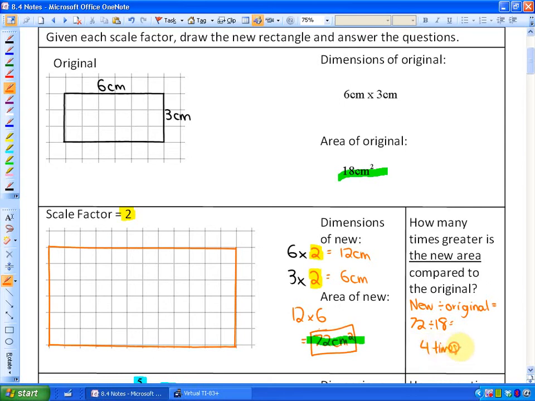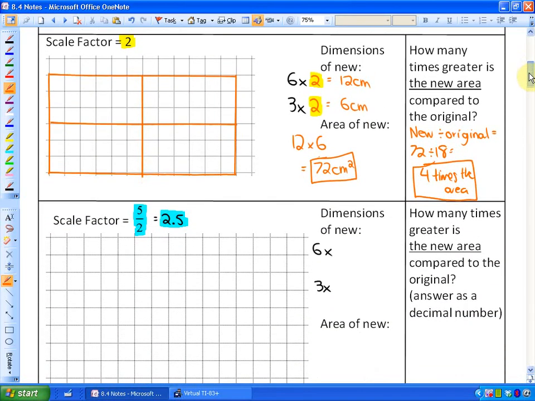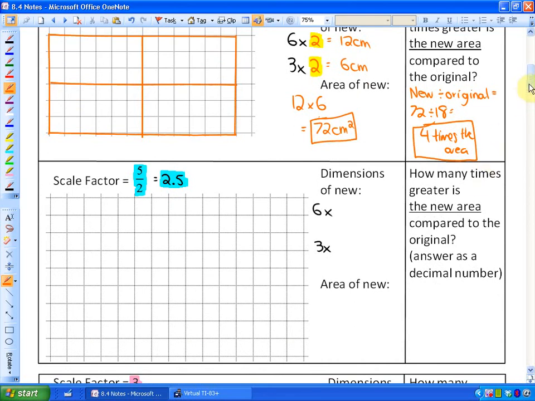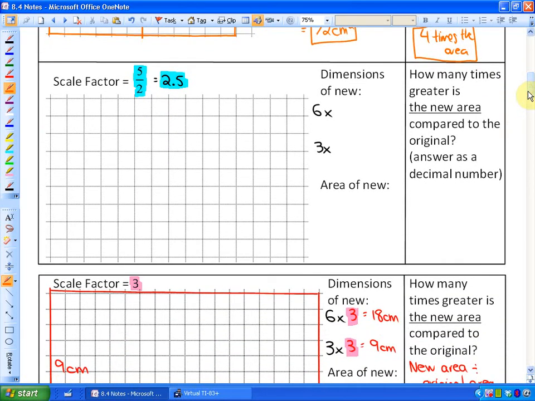we'll find out that it's 4 times the area. For those of you who are visual learners and wondering why a scale factor of 2 makes it 4 times the area, you can see here that there are 4 rectangles of 6 by 3 that fit inside a 12 by 6 rectangle. So the area is 4 times larger. If you understand what's happening, you may want to try this activity on your own and pause it if you're in my class.